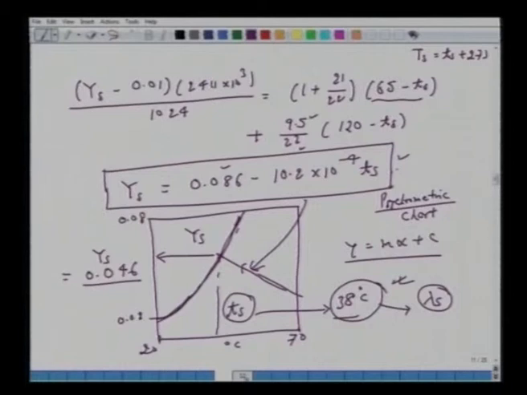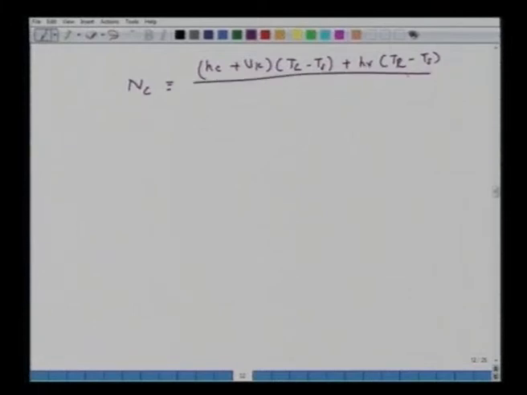Once we know ys and Ts, this 0.046 kg per kg, now we can go back and solve for Nc. All the terms are known here. We should be able to write down the same expression which we had, hc plus U k, Tg minus Ts, plus hr, Tr minus Ts, over lambda s. Mind you, this is also equal to ky, ys minus y. Although we know ys and y here, ky is not known to us, so we won't be able to use this expression.